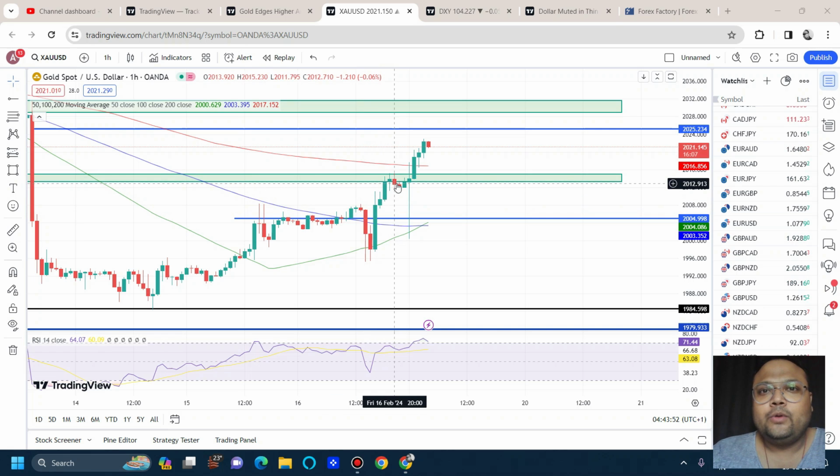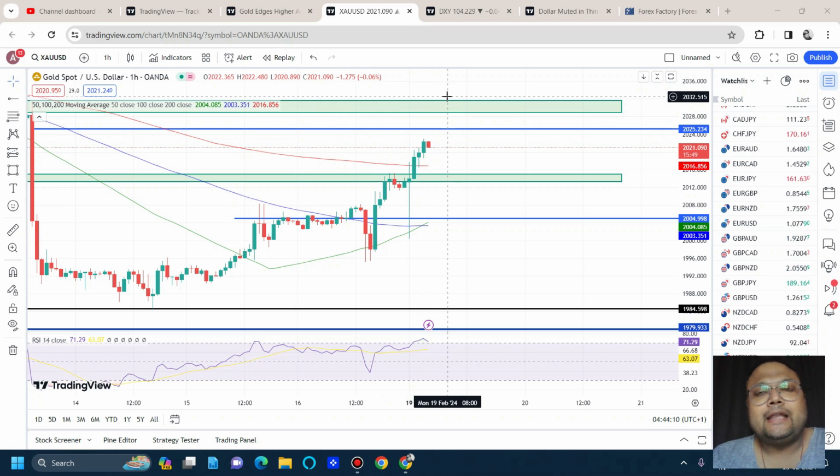While we were sleeping, the Asian traders were sleeping like me, the market formed this candle, and to be honest, I was shocked to see this candle. The market made a low of almost 2000. And right now we can see that gold is standing at 2021.